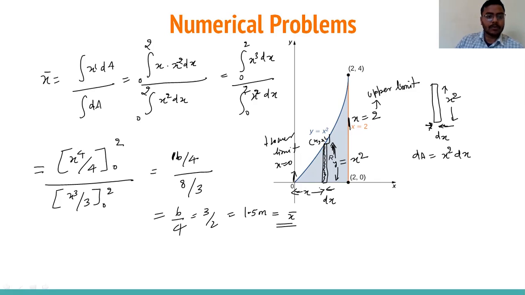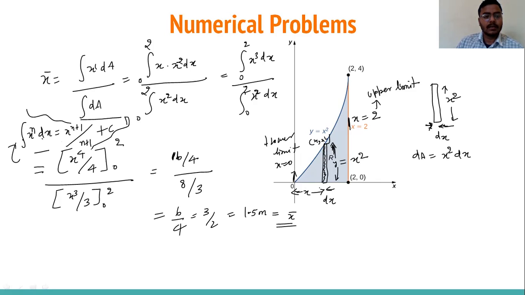Here also I have used one formula, that is integration of x to the power n with respect to x, that is x to the power n plus 1 divided by n plus 1. So this formula I have used here. C is a constant, but when you are putting the lower limit and upper limit, there is no need to write the constant.